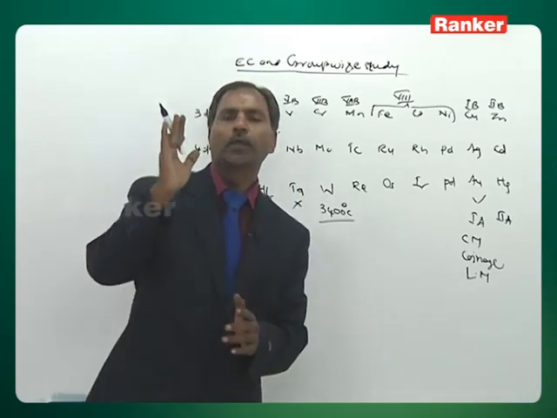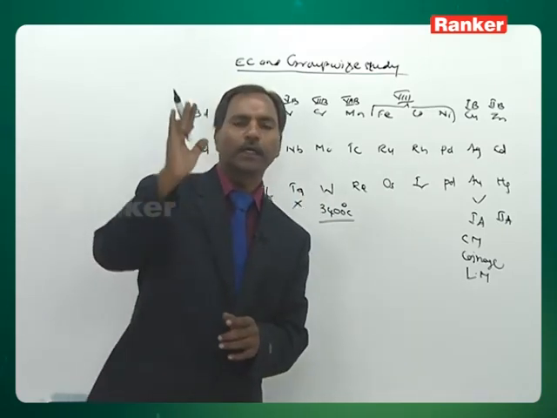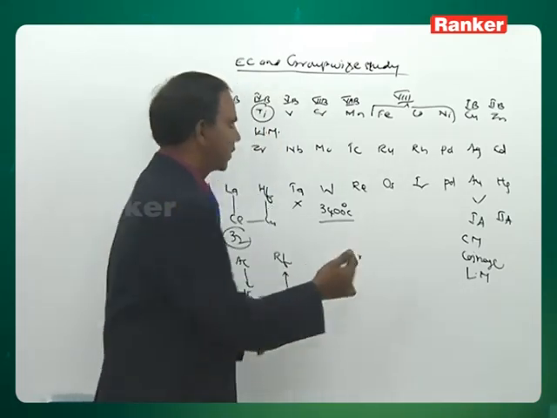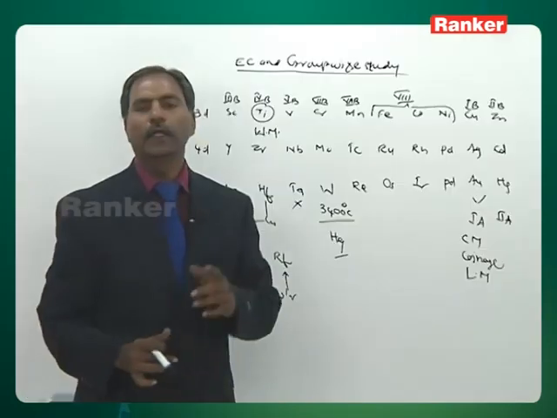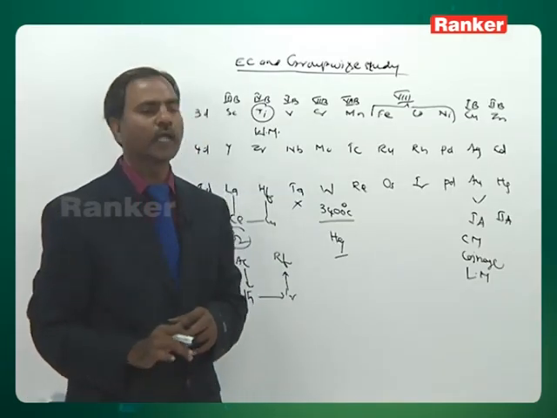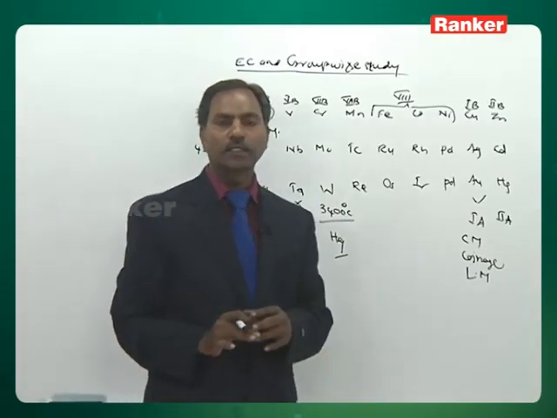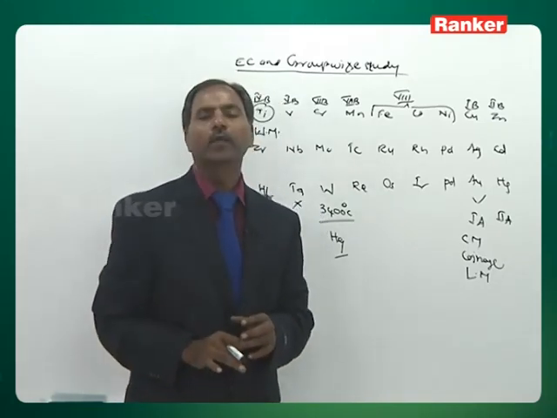Can you say the lowest melting point? Among all the metals, the lowest melting point is observed for mercury. It is minus 29 degrees centigrade. Among the metals, the highest is tungsten and the lowest is what?